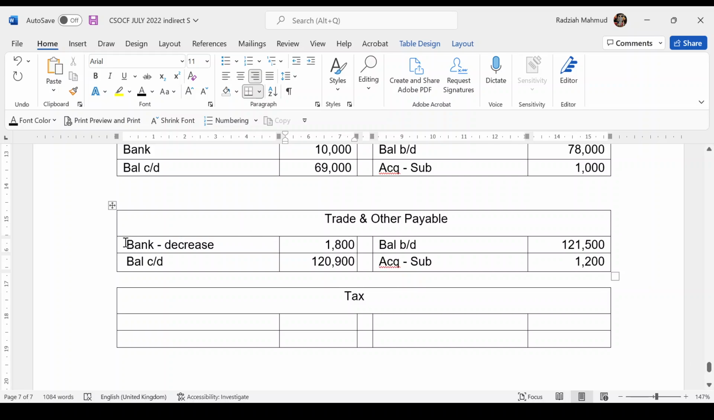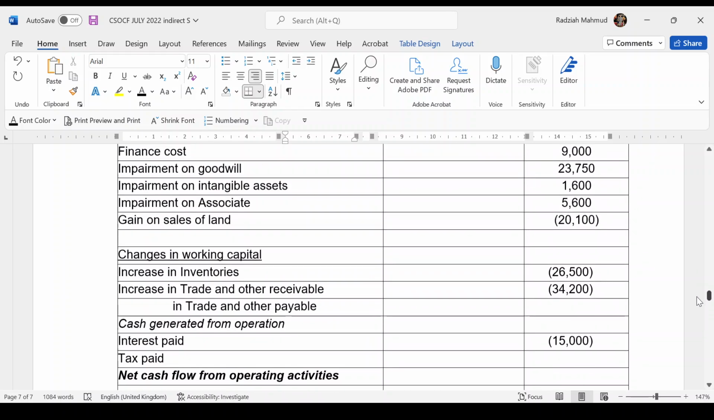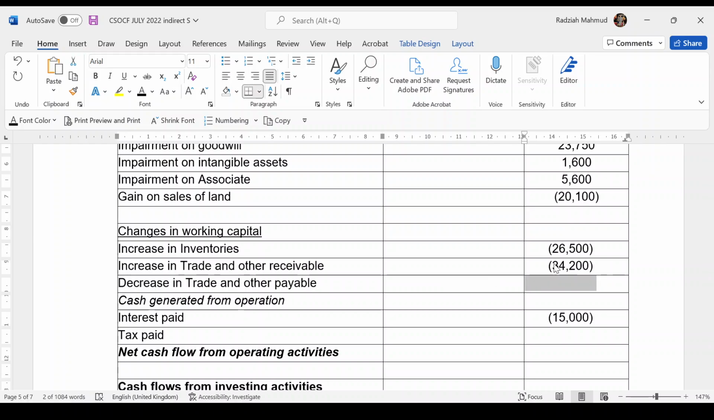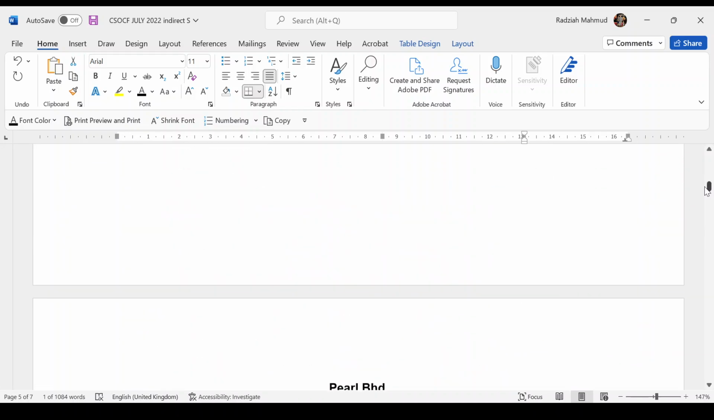So remember, we debit trade payables, we credit bank, so it means it is an outflow. So therefore under changes in working capital, we have decrease in trade payable, which is outflow. So we have done with trade payable.